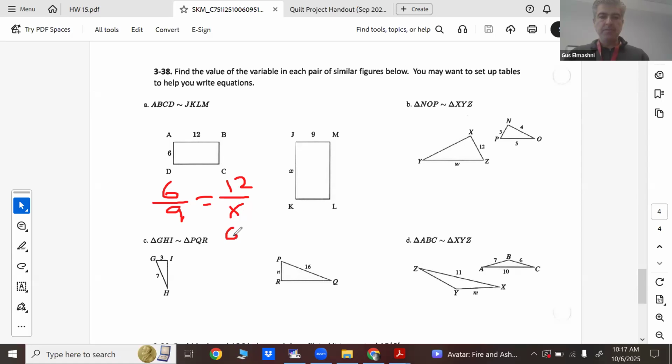What is the little wiggle? It means they're similar. Similar, not same, similar.